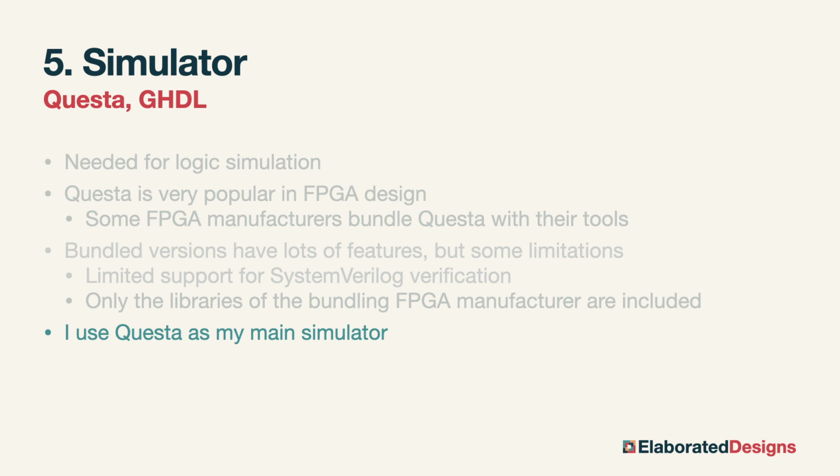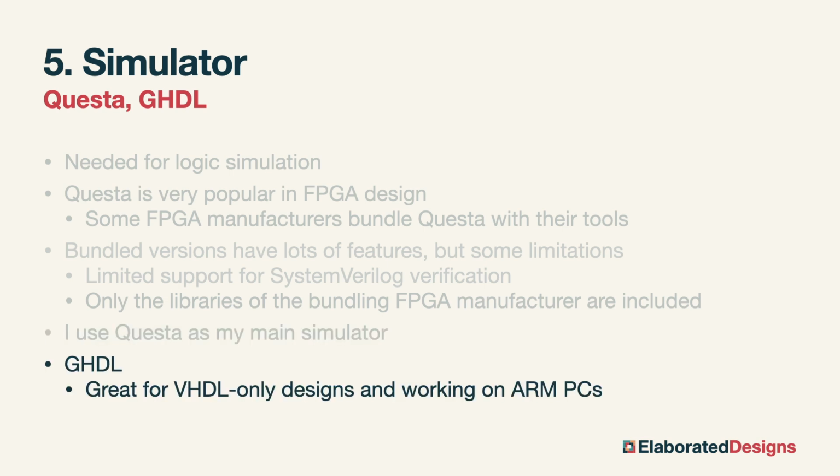Despite these limitations, I use the Intel FPGA version of Questa as the main simulator for my own projects because it is available free of charge and it is supported by vUnit. Questa is also the simulator that we use at work. For VHDL-only designs, we can use GHDL, a free and open-source simulator. GHDL is a much smaller and more lightweight application when compared to Questa, and because it's free, there is no licensing or feature limitations. GHDL also runs on ARM-based PCs.